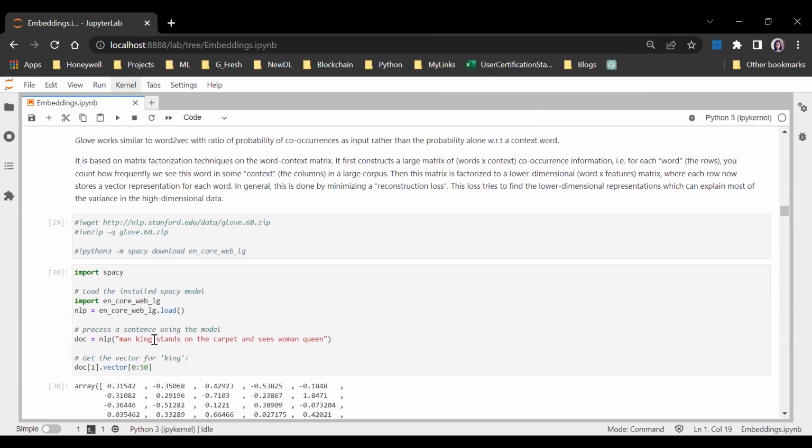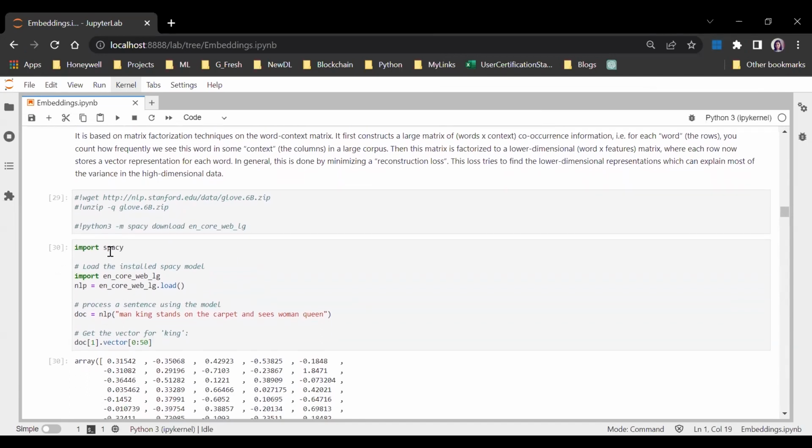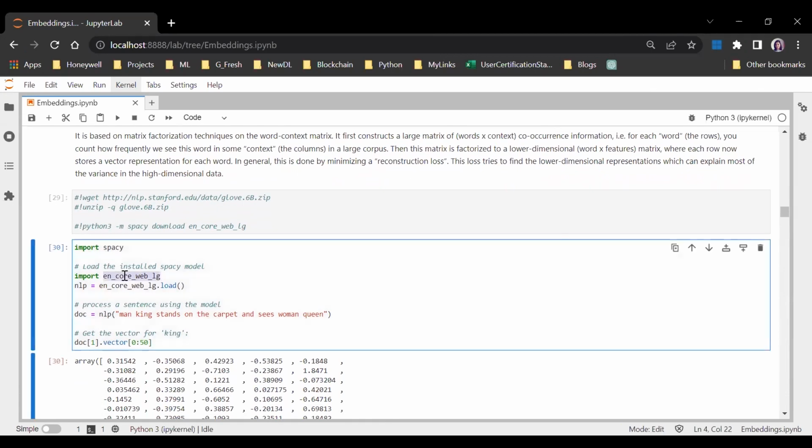We can use a library called spaCy, and there are a couple of pre-trained models available. Here I'm using en_core_web_lg. LG is the large model. Based on our use case, we can select a small model or medium-sized model, and these models are available in different languages also. Here I have selected EN, which means it's an English model, and it's a large model. There are models available for Spanish, German, and other languages as well. We can select the model based on our requirement.